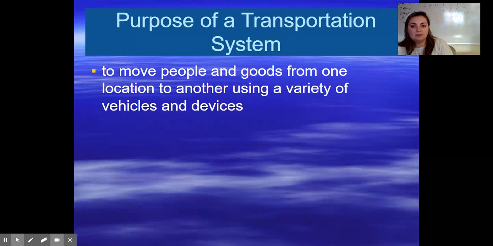The purpose of a transportation system, the definition, is to move people and goods from one location to another using a variety of vehicles and devices. There are all different modes and types of transportation, and they are all used to do the same thing, which is to move people or goods from one place to another.